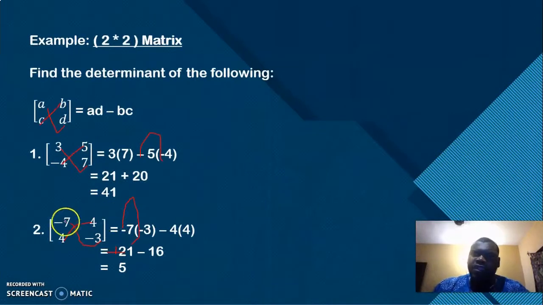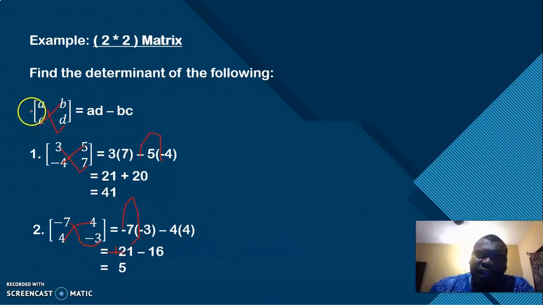Let's look at the examples again. Remember, they said the formula, this is the way to calculate the determinant of a 2 by 2 matrix A, B, C, D: A times D minus B times C. So we have here 3 times 7 minus 5 times negative 4. So that gives us 21. Minus times minus gives us plus 20. And that gives us 41.